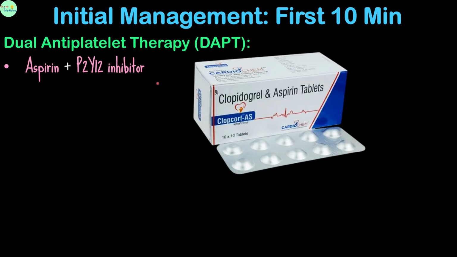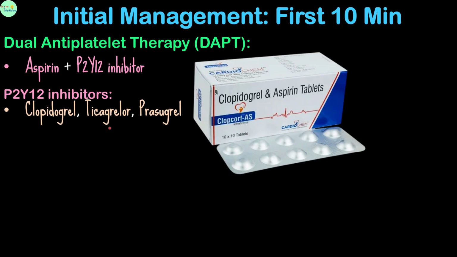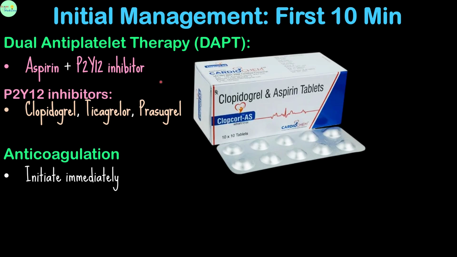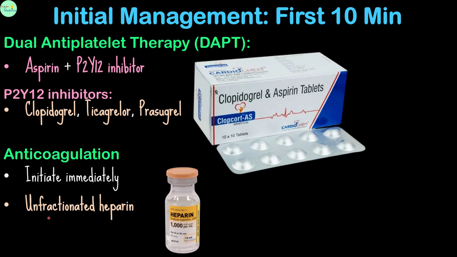Dual antiplatelet therapy is initiated by adding a P2Y12 inhibitor, such as clopidogrel, ticagrelor, or prasugrel, to the aspirin. Anticoagulation with an agent like unfractionated heparin, enoxaparin, or fondaparinux is also started.